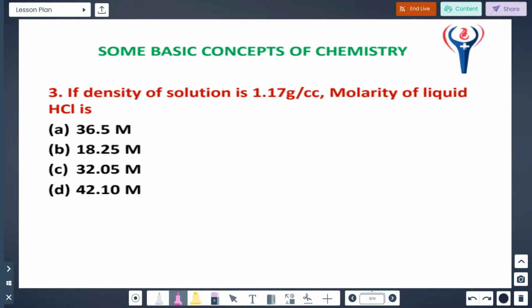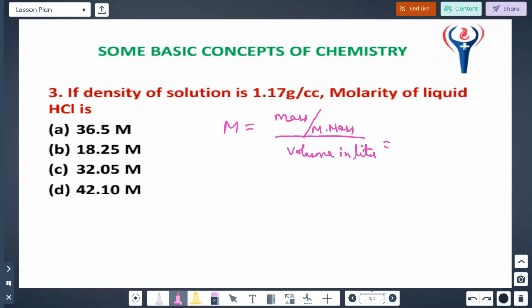Next one. Density of the solution is 1.17 gram per cc. They are asking to find only the molarity. So what's the formula for molarity? Simple one: mass by molar mass, by volume of the solution in liters. That's the formula for molarity.